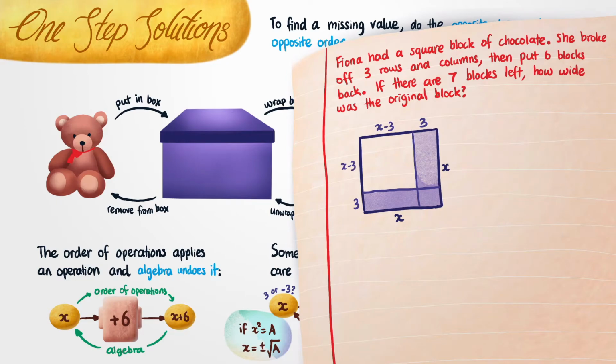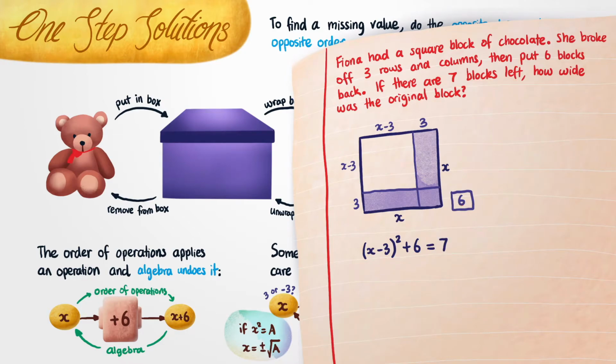After this, we were told that she put back exactly 6 blocks, so we can draw them in as well. So after she's taken away her blocks, there are exactly x minus 3 times x minus 3 blocks left over, and then there's the 6 that she added back on. So she has x minus 3 squared plus 6 total blocks. Now after all of this is said and done, we told you that she has exactly 7 blocks left over. So that means this x minus 3 squared plus 6 equals the 7 blocks that she's left over with.